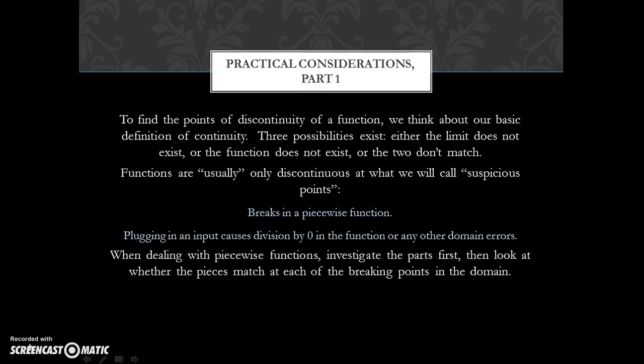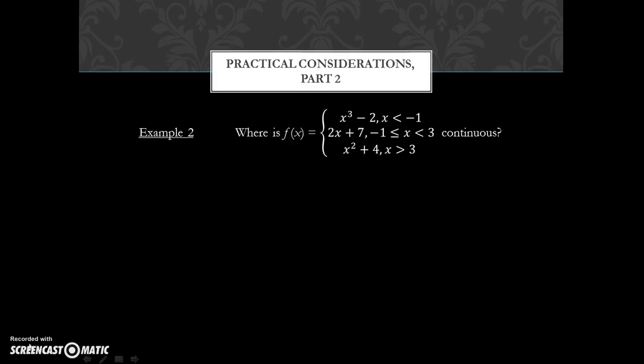When dealing with piecewise functions, as we'll see in the next example, we want to investigate each of the parts first, and then look to see whether or not there are any breaks in the function. Do the pieces match at each of the breaking points in the domain? So let's look at that example. Where is f of x equal x cubed minus 2 when x is less than negative 1, 2x plus 7 when x is between negative 1 and 3, including negative 1, and x squared plus 4 when x is bigger than 3, continuous?